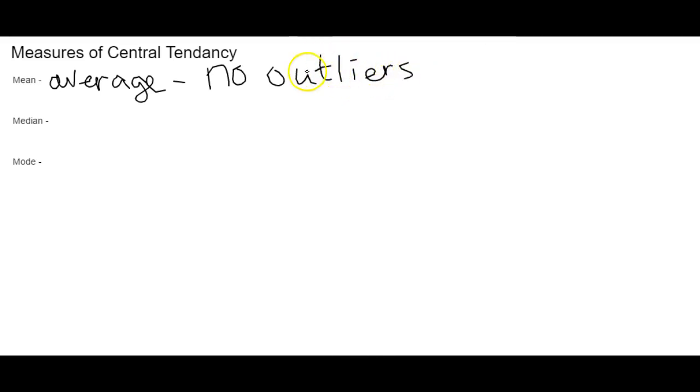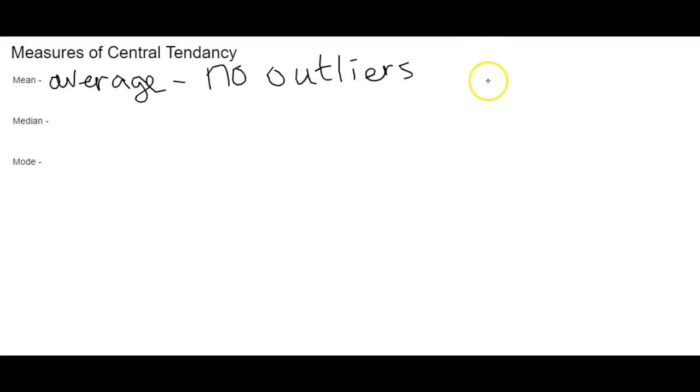This video will be about the measures of central tendency, or mean, median, and mode. The one you've probably heard the most often is mean, and they often use the word average. That means the same thing. And this is best if there's no outliers.